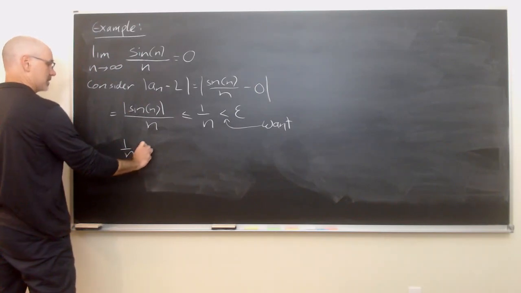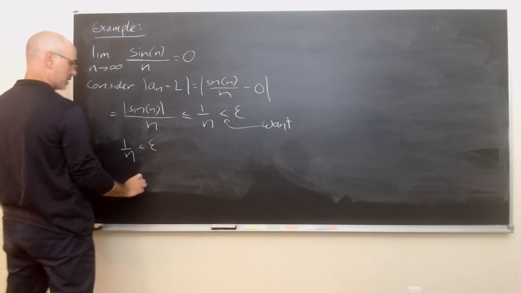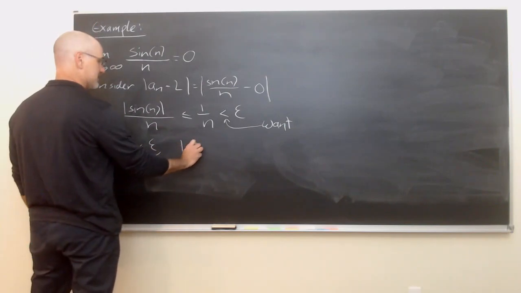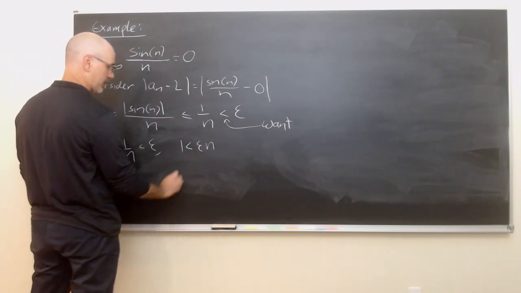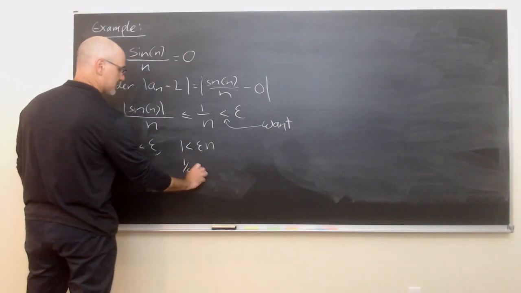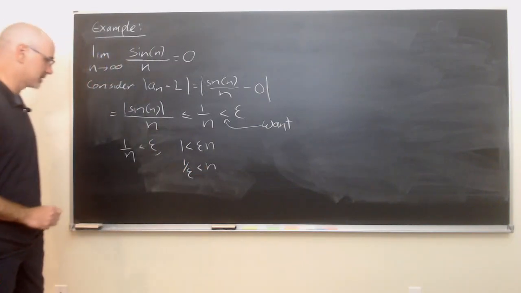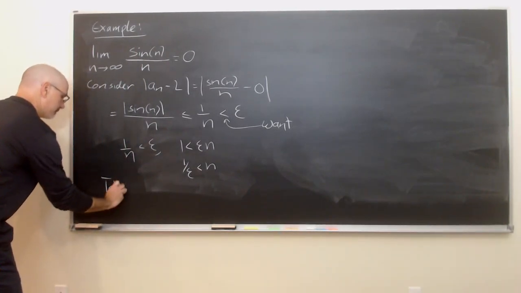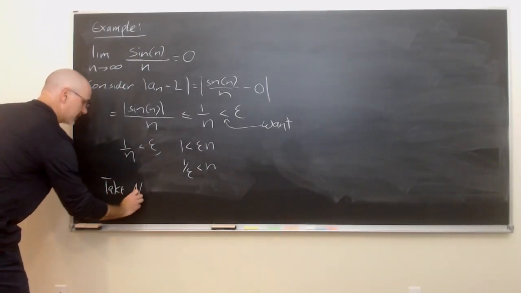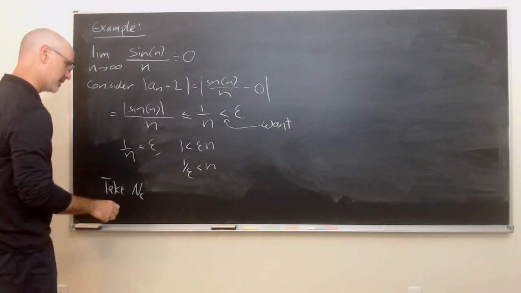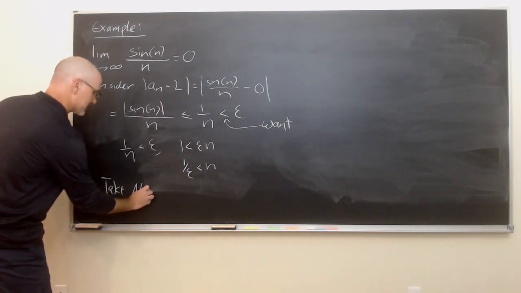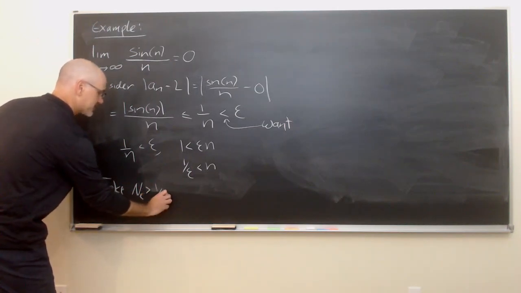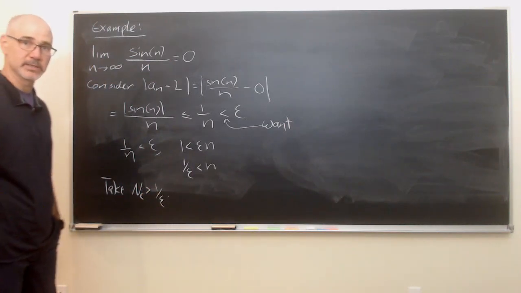1 over n is less than epsilon. That happens when 1 is less than epsilon times n. So 1 over epsilon is less than n, which means we can take our capital N, and you can put the subscript or not, but as long as we take a natural number that's bigger than 1 over epsilon, we have what we need to complete the proof.